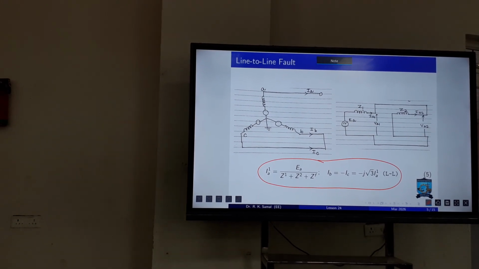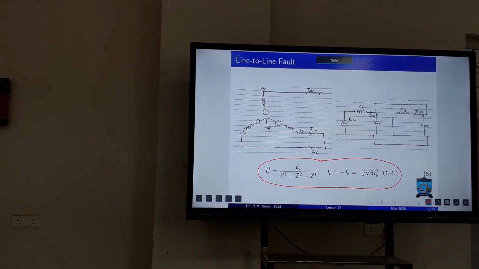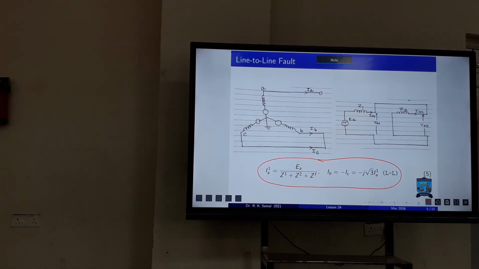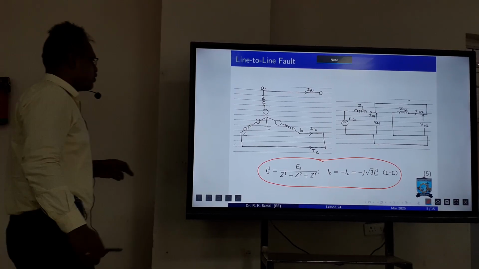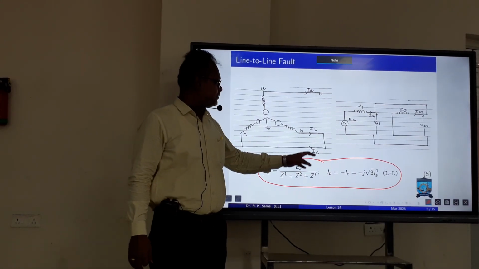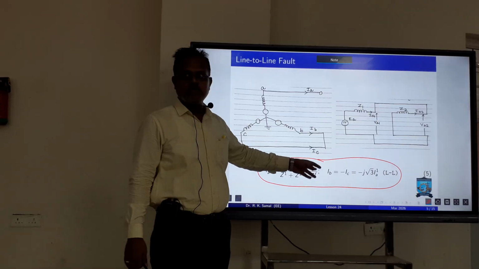Will there be any zero sequence impedance involved here? Because it is a line to line fault, where there is no involvement of ground, there will be no zero sequence impedance involved. That's why you don't have a zero sequence impedance here. There is only the fault impedance, if there is some fault impedance, which is 0 in this case. ZF is 0 here.